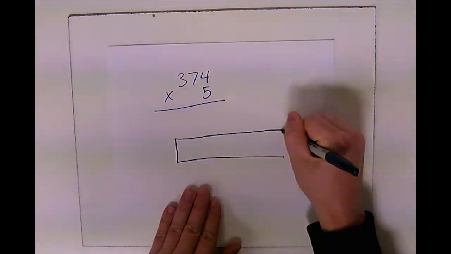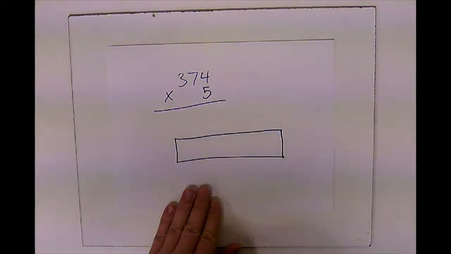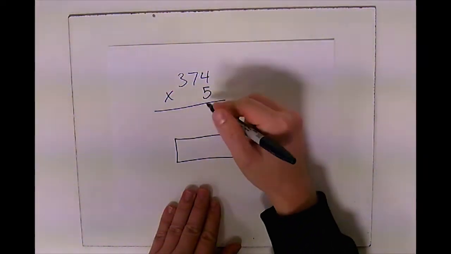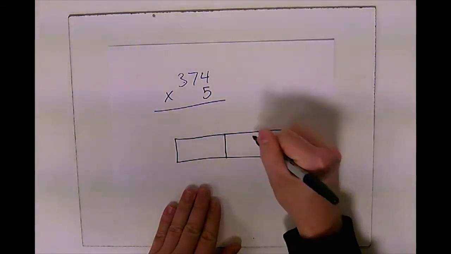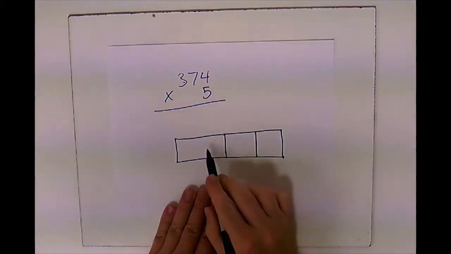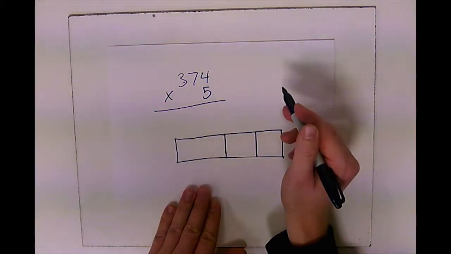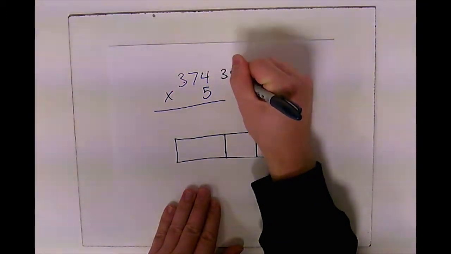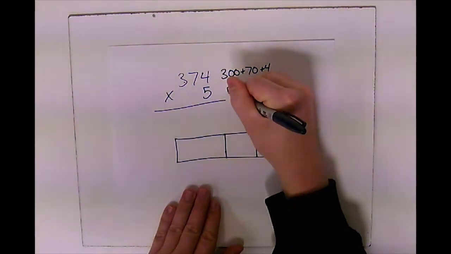Now our box, the number of rows, so I have one row because I have one digit down there. I'm going to split it up into 3 columns because I have 3 numbers up there. So I'm going to do 1 column, 2 columns, 3 columns. And then I'm going to put them kind of right next to where they belong because I need to expand this. So that's 300 plus 70 plus 4, and this is just 5.